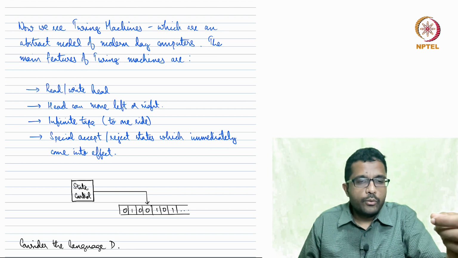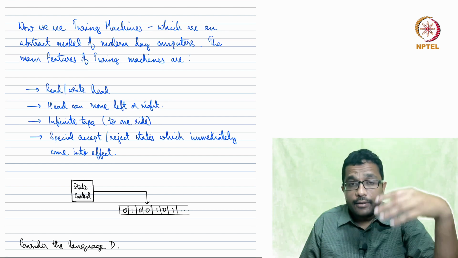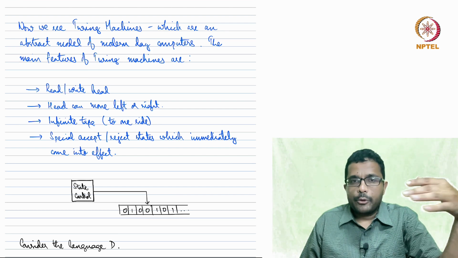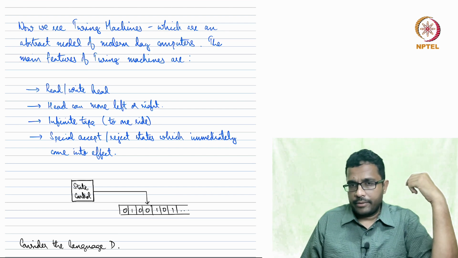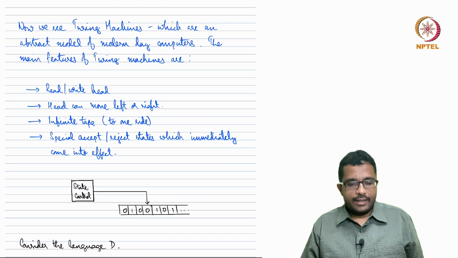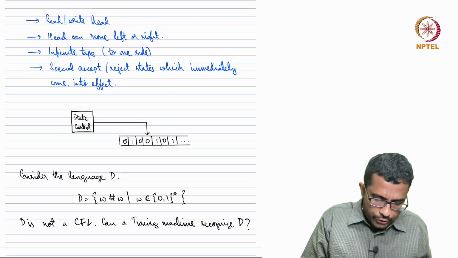Meaning, if you ever move to an accept state, that's it, the computation is over and we have accepted the input. If you move to a reject state, that's it. The computation is over and we reject the input. Right. So these are the 3-4 distinctions that we have in Turing machines.